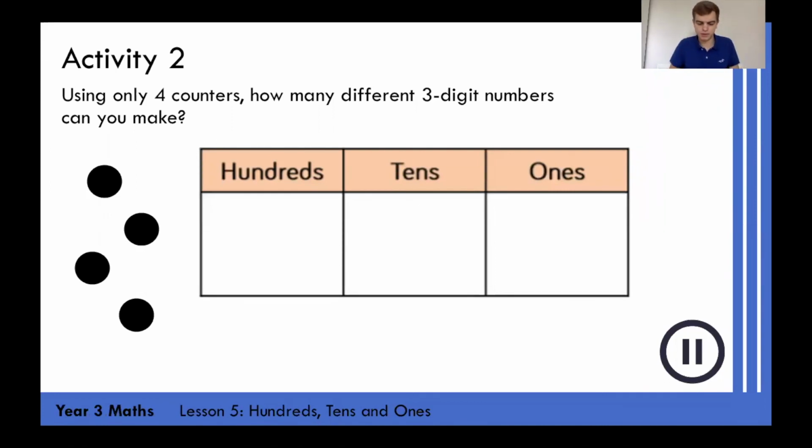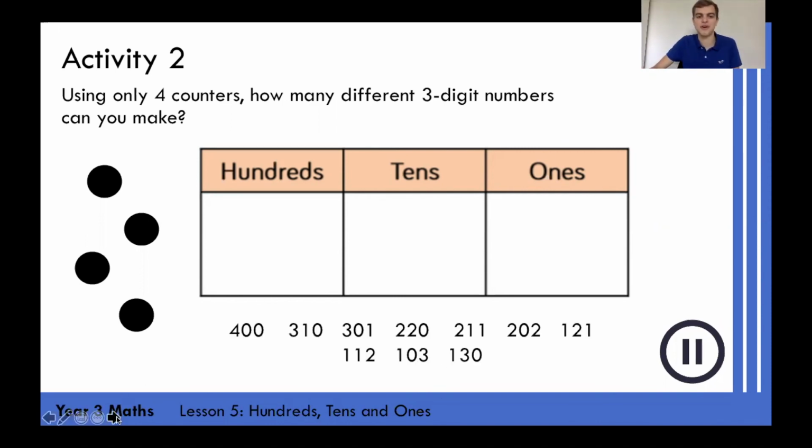Fantastic, well done everybody. Let's have a go at going through some of the answers. There's quite a few answers that we can have, and I've written them all down here so you can see how many of these numbers you managed to find. So we've got the number 400 because we could put all 4 counters in our hundreds column, none in our tens, none in our ones. Still a 3-digit number because we've got the digit 4, the digit 0, and the digit 0.